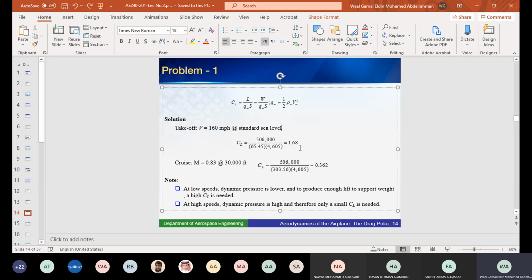At a certain altitude, 30,000 feet, I will repeat the whole thing, but I don't have the speed. That's okay, I have the Mach number, 0.83. Then I will multiply it by the speed of sound at this altitude, A at 30,000 feet. Then I will get V and I will do the same thing. I will get a CL of 0.362. So what's the point here?